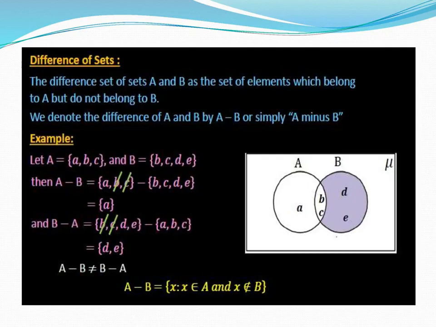So here, first we find A minus B, and we get the answer as only one element, A. Now we find B minus A, and we get two elements, D, E. For these two statements, we can write A minus B is not equal to B minus A. Then A minus B can be represented in set builder form: x is an element of A minus B such that x belongs to A and x does not belong to B. Similarly, the set builder form of B minus A equals x is an element of B minus A such that x belongs to B and x does not belong to A.